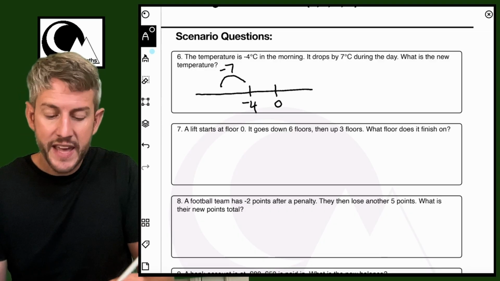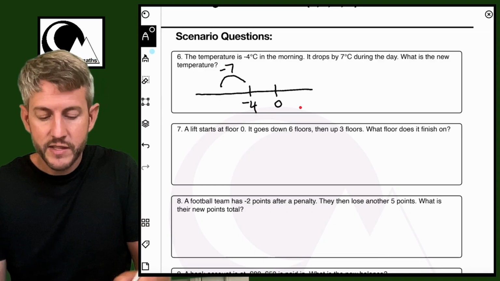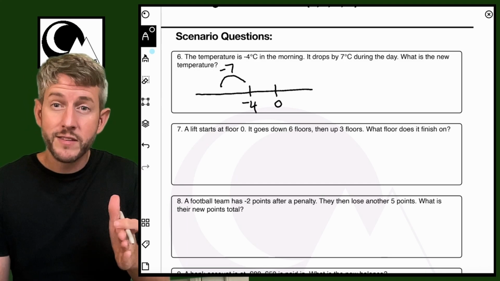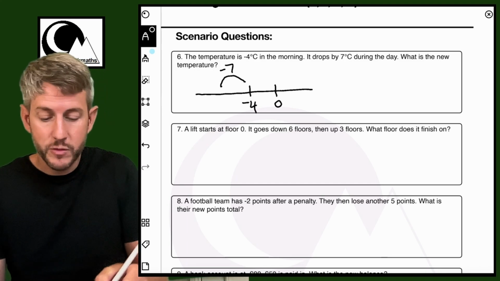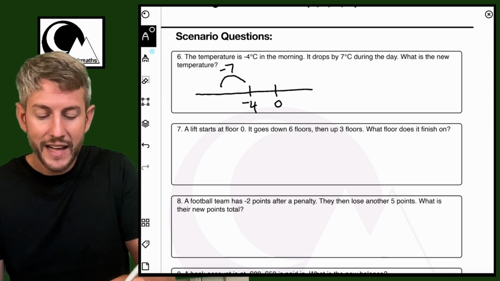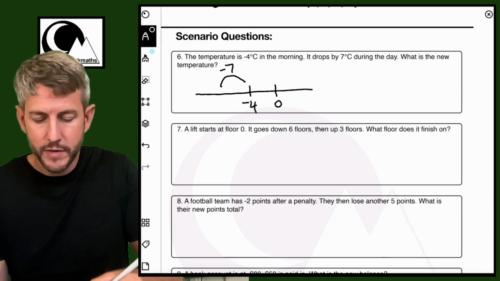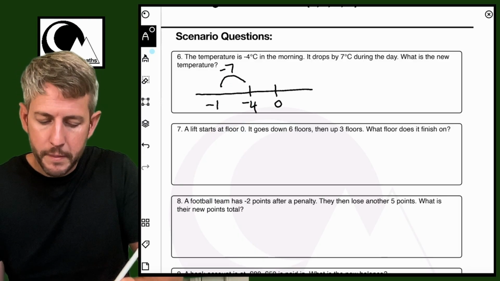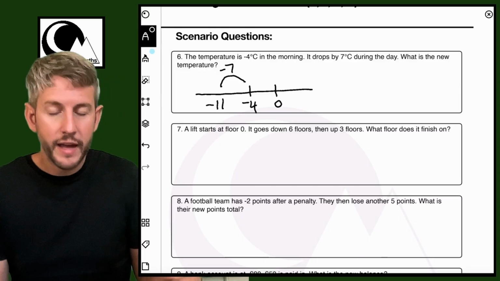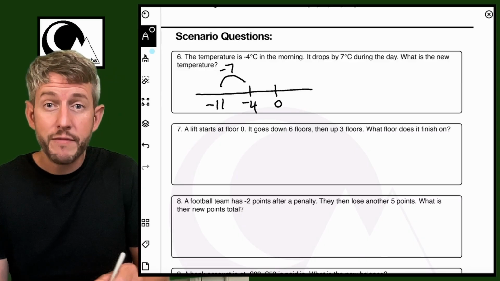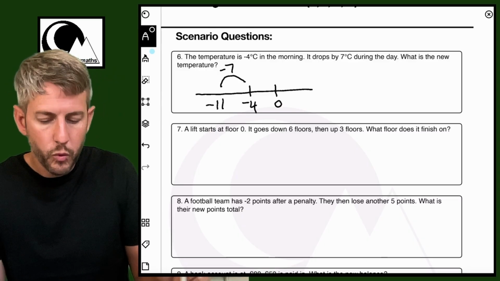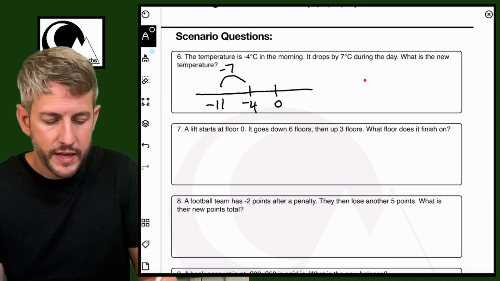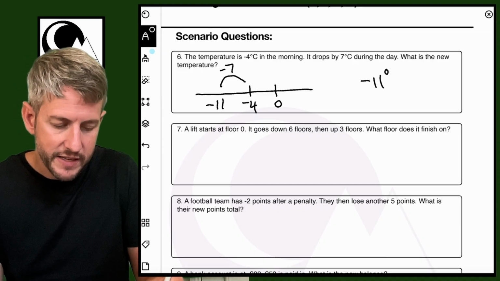So we've got to take away 7 from -4. If we were 4 spaces away, we're now another 7 spaces away. So essentially what we do is add the 4 and the 7 because we're moving in the same direction. And we're going to end up at minus 11. Minus 11 means 11 spaces away from 0. So what is the new temperature? The new temperature is minus 11 degrees Celsius.